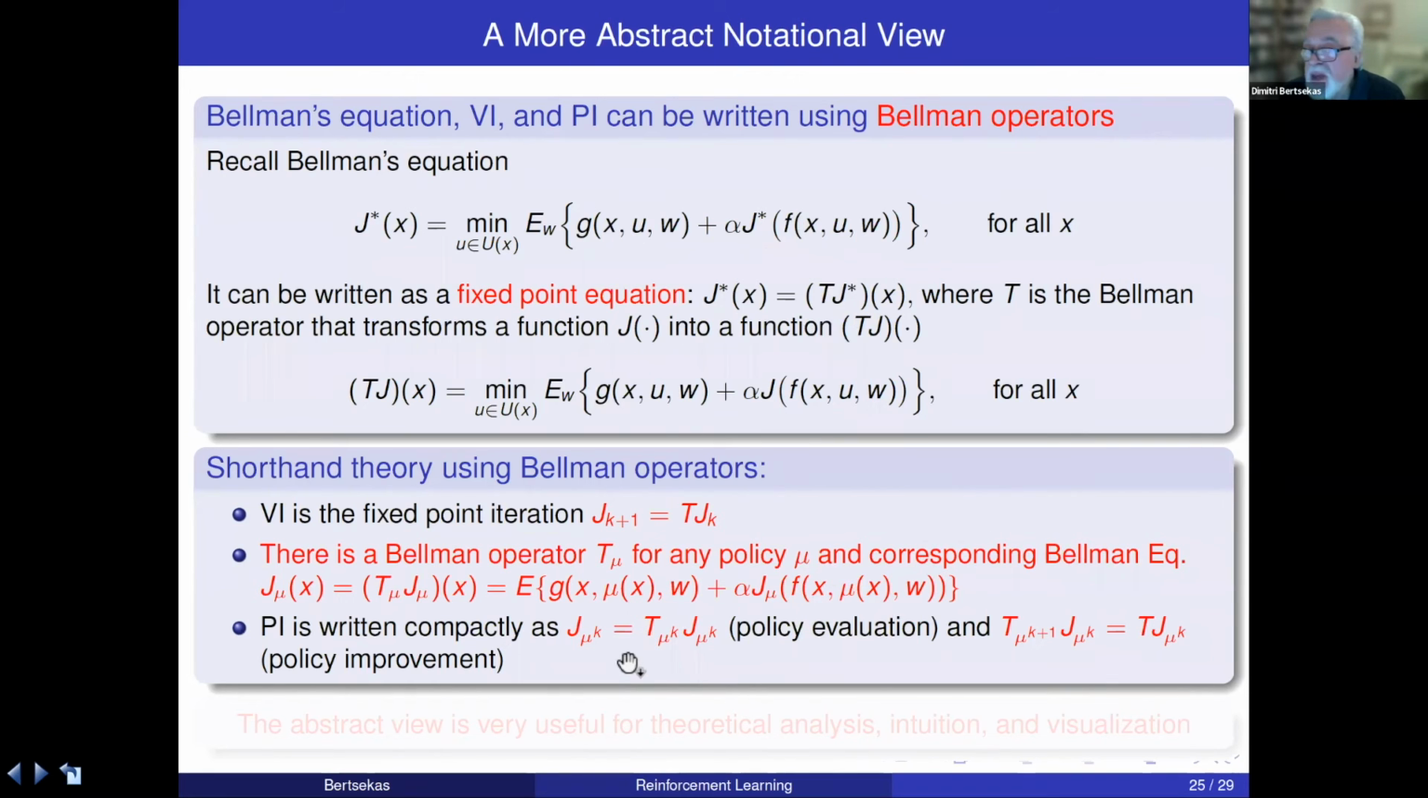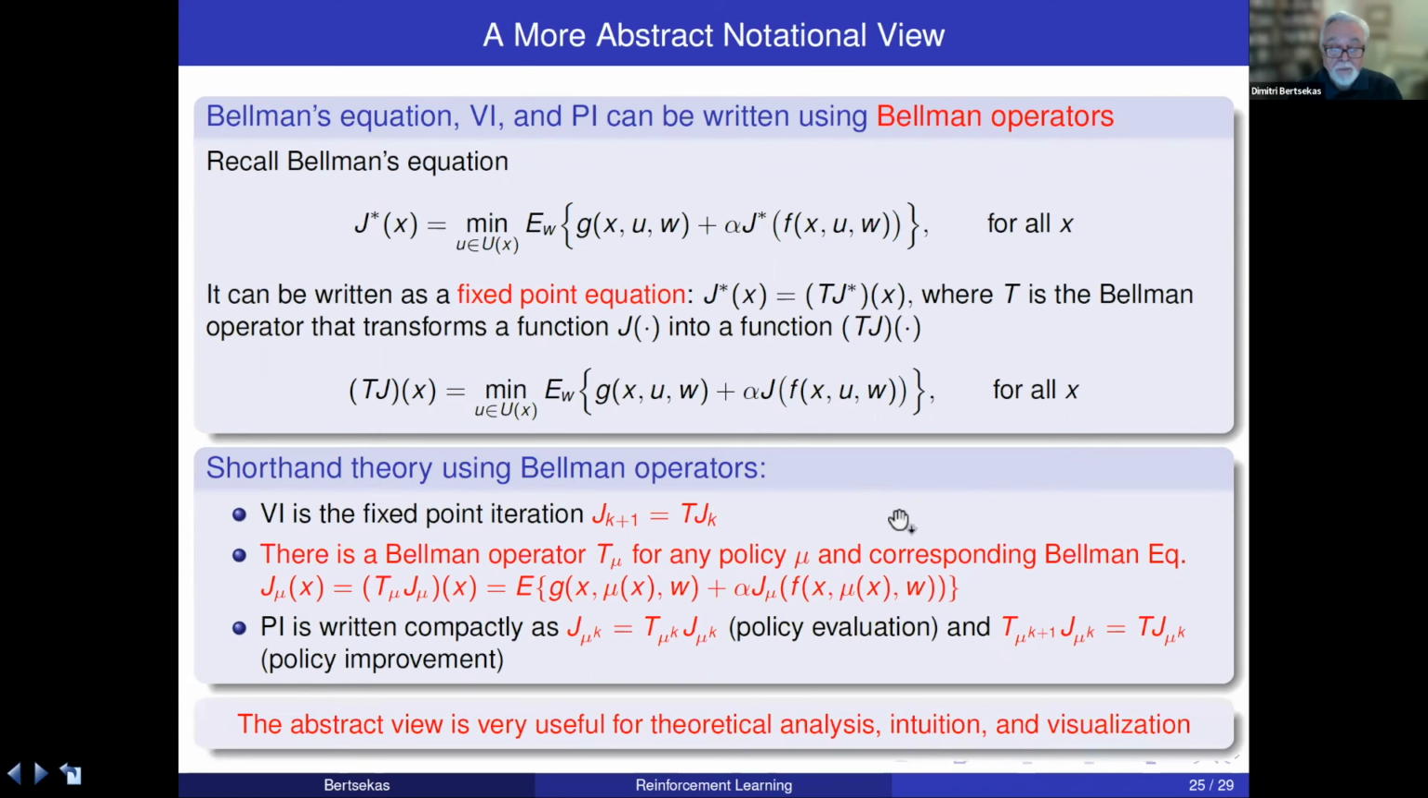So all the important components of the theory can be expressed compactly and conveniently using operators. And this is nice if you want to work out mathematical proofs or to eyeball various calculations in a succinct way. But it's also very nice from the point of view of visualization. And we're going to do a little bit of that shortly, but a lot more in the future. So that's what I'm saying. The abstract view is very useful for theoretical analysis, intuition, and visualization.